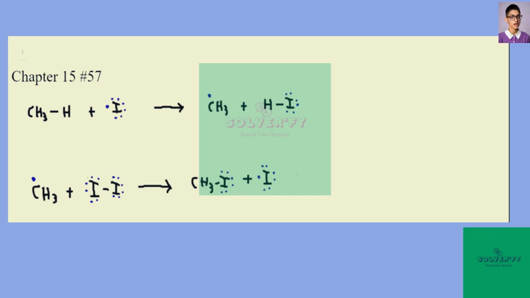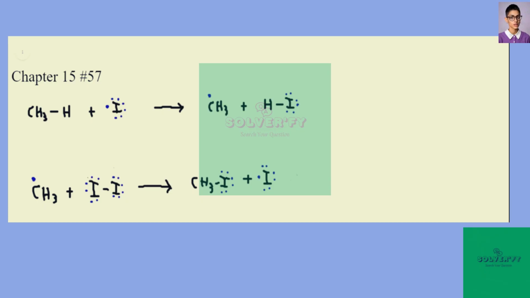This is the answer to Chapter 15, problem number 57 from the Smith Organic Chemistry textbook. This problem tells us that although methane reacts with chlorine gas to form chloromethane and HCl, the corresponding reaction of methane with iodine does not occur at an appreciable rate, even though the I-I bond is much weaker than the Cl-Cl bond. Explain why this is so.